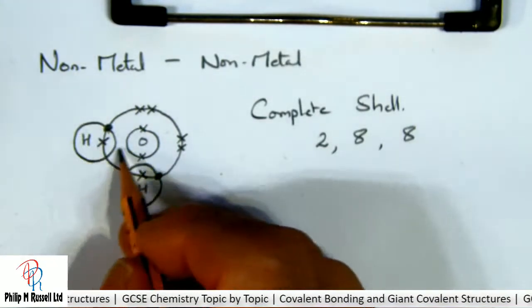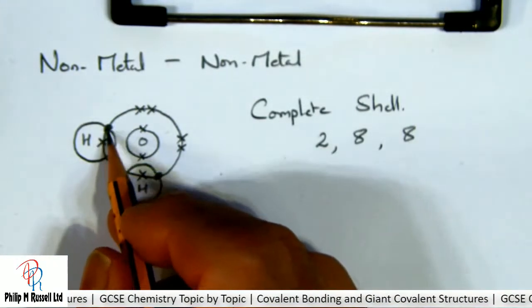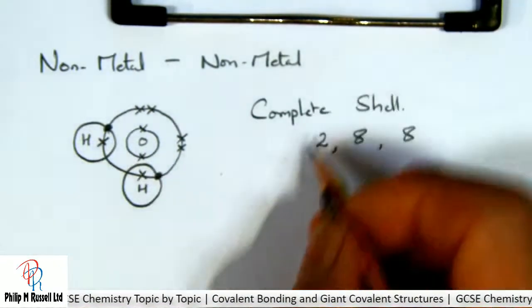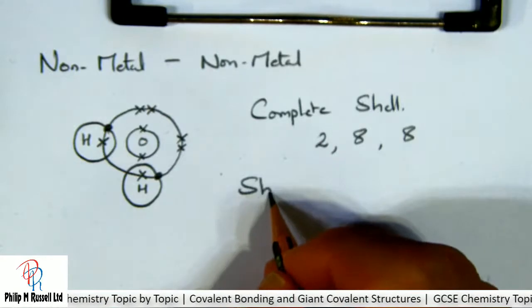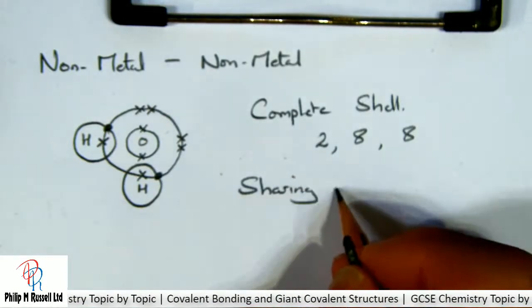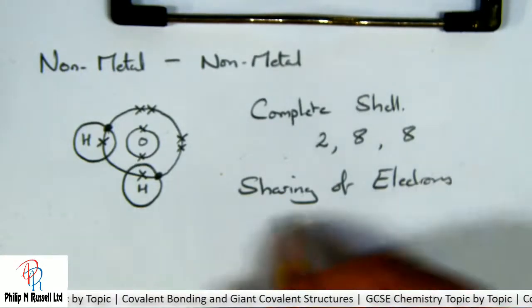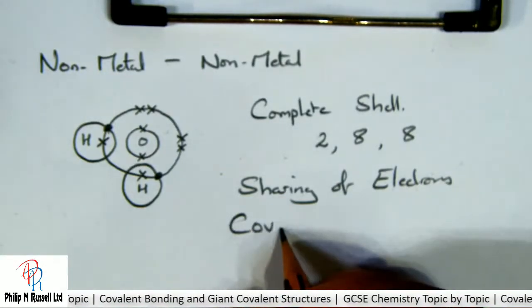So for hydrogen, which is 1, it gains an extra electron here. It's sharing this electron. So we've got here the sharing of electrons, and we're going to call this a covalent bond.